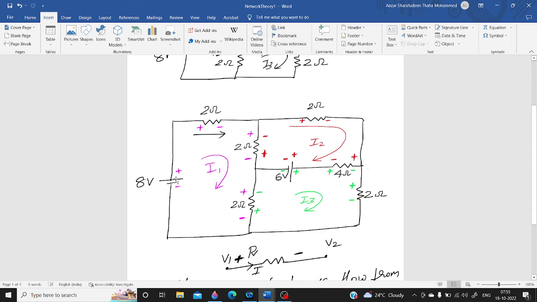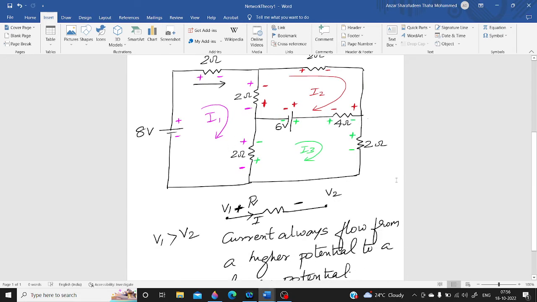For each mesh we have given the polarity, and it depends upon the current direction. Since I1 is taken in the clockwise direction, here it is positive and here it is negative. And here I2 is again in the clockwise direction, so here it is positive and negative, plus minus along the direction of I2. And in mesh 3 also, along the direction of I3, we have considered the polarity, since along the resistor the potential always decreases.